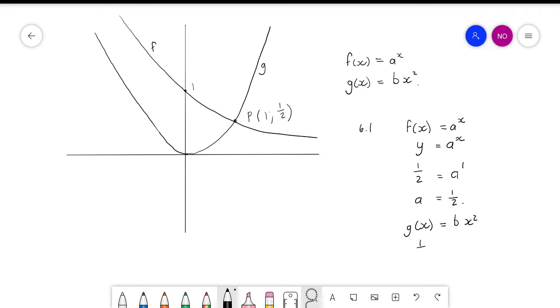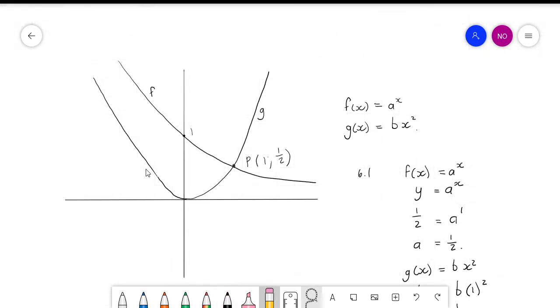So I've got y is equal to b1 squared. Onthou die kwadraat is net by die x. So the square is just for the x, not for the b as well. So b is also equal to half. Want ek het net gegaan en gesê 1 kwadraat is 1 en dan 'n half gedeel deur 1 bly half. Okay, so daar's my twee vergelykings.